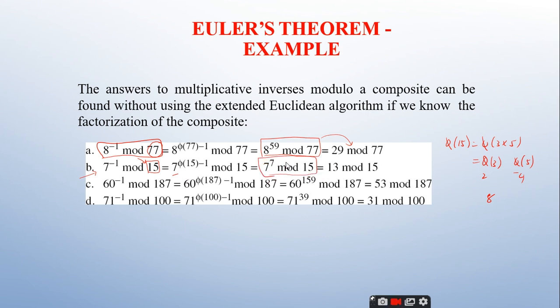So the points you have to remember, the difference between Fermat's theorem and Euler's theorem is, Fermat's theorem is restricted to prime numbers. Euler's theorem is a generalized form of Fermat's theorem. So it can be applied to any number.